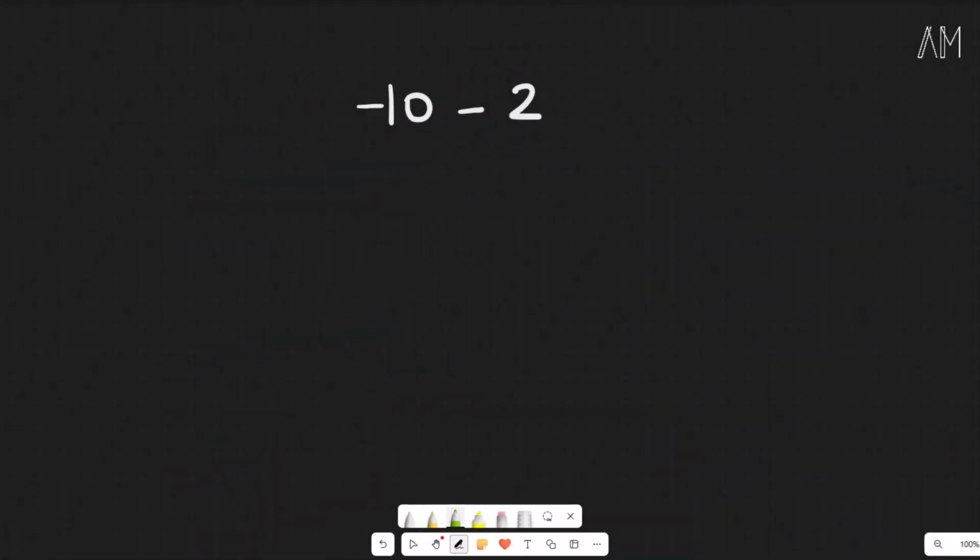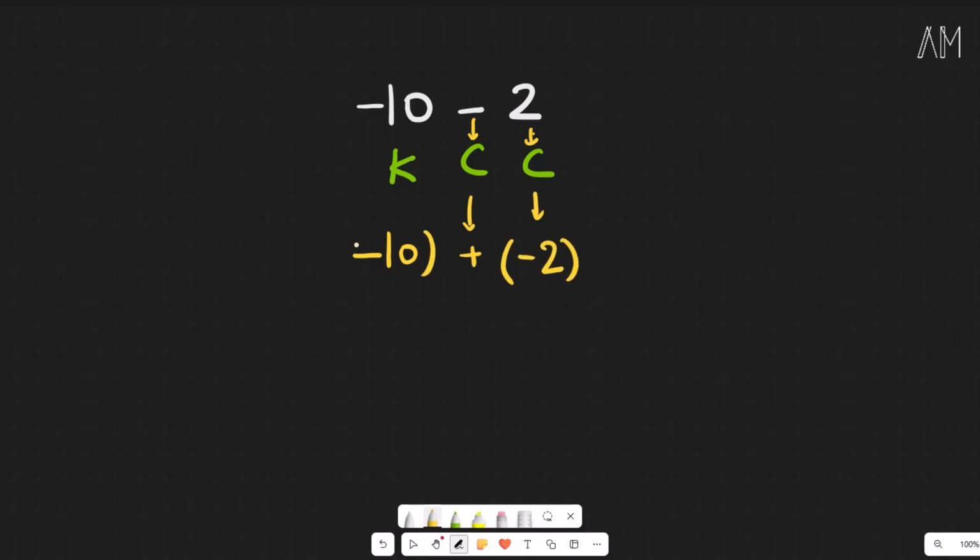Let's get started. In case we have subtraction, I don't have to pay attention to whether they have the same signs or not. All you have to do is simply apply the rule of K, C, C. Keep, change, change. Keep the first number as it is, change the minus into plus, and change the sign of the other number. Here the 2 is positive, it will become negative. And there we go. We are back into addition and we will apply the rules of addition.